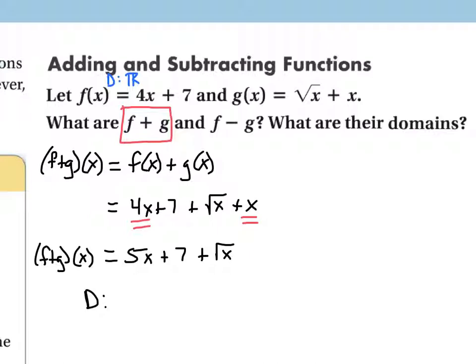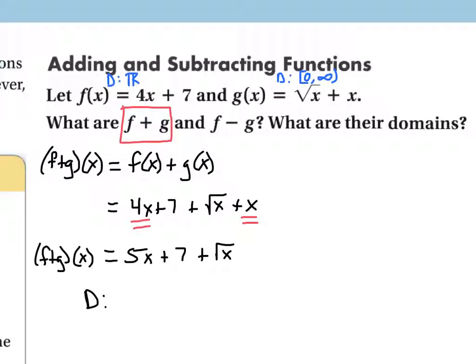But for g of x, we do have a restriction because we're taking the square root of x. And we know that we cannot take the square root of negative numbers, so therefore our x values can only be 0 and positive. So the domain here is going to be from 0 to infinity. It can't be negative numbers.